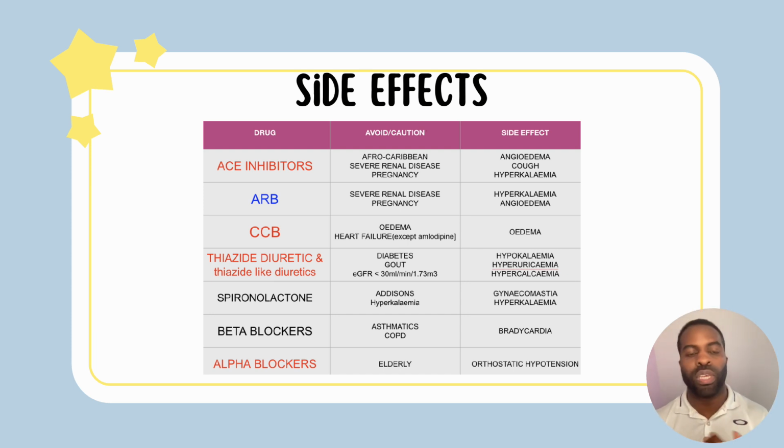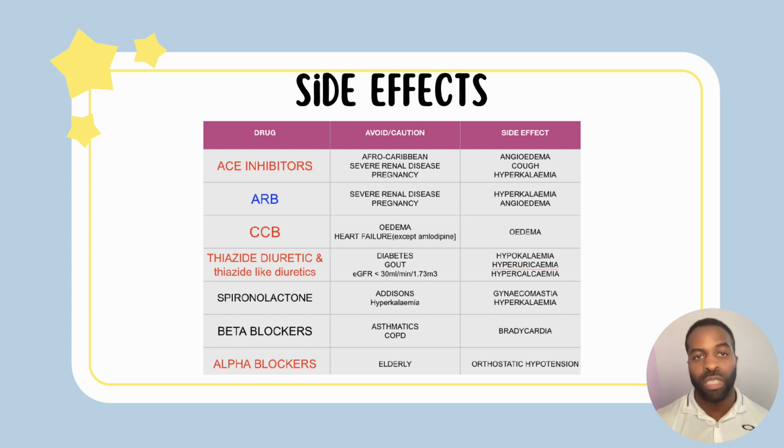So side effects. The main ones we're looking at are your antihypertensive drugs. You need to know side effects of ACE inhibitors, ARBs, calcium channel blockers, thiazide diuretics, spironolactone, beta blockers, and alpha blockers. These are the most common. So you need to know what to avoid. Cautions, for example, ACE inhibitors with African Caribbeans, risk of angioedema, patients that have got severe renal disease, pregnancy, you avoid ACE inhibitors. Side effects, hyperkalemia comes up along your exam, hyperkalemia with ACE inhibitors, hyperkalemia with ARBs, very important.